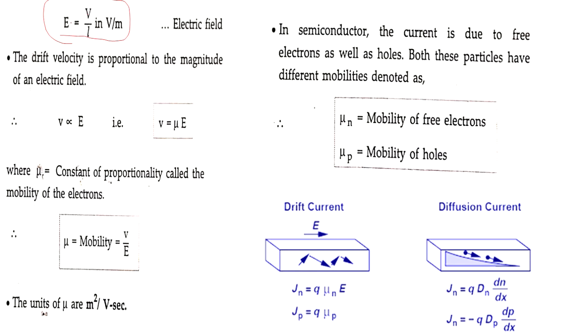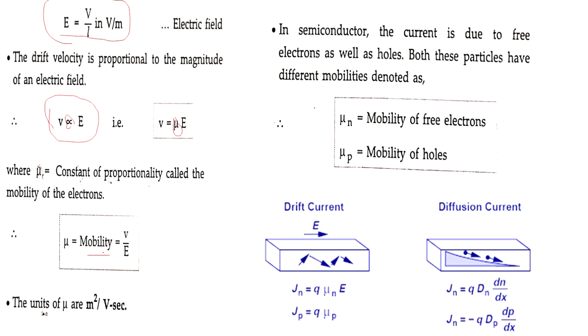That is, it is directly proportional to the applied voltage and inversely proportional to the length of the semiconductor bar. And here you know that the velocity of the charge carrier is directly proportional to the electric field. In order to cancel this proportionality constant, we have introduced one constant that is called mu. That mu is represented as mobility here.